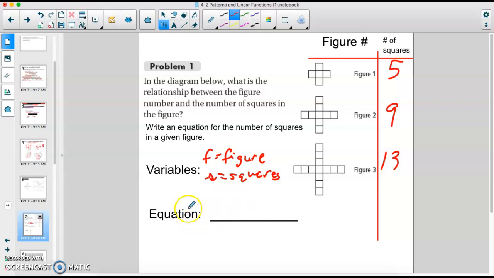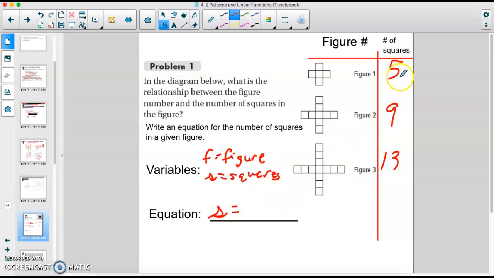Okay. Now, our job is to make an equation for this. Squares is our dependent variable because it depends on what figure we're talking about, right? And so squares is going to be all by its lonesome over here. And we need to figure out what goes on the other side.